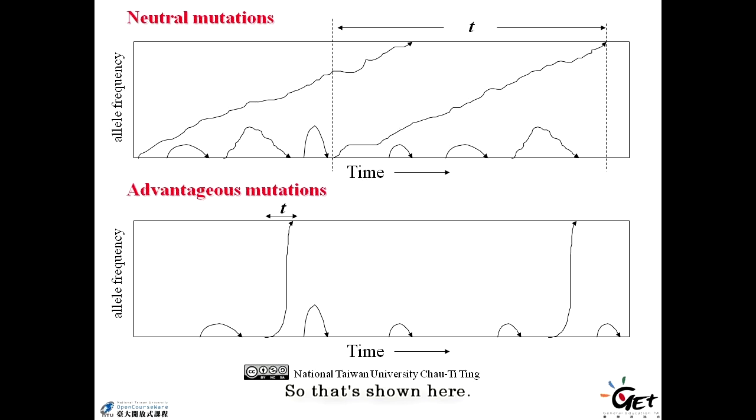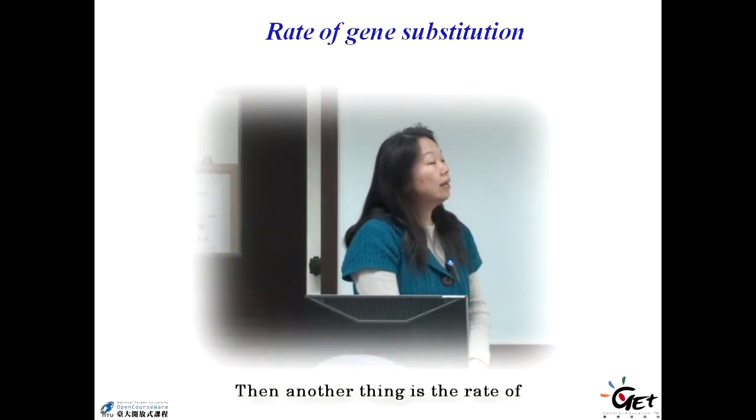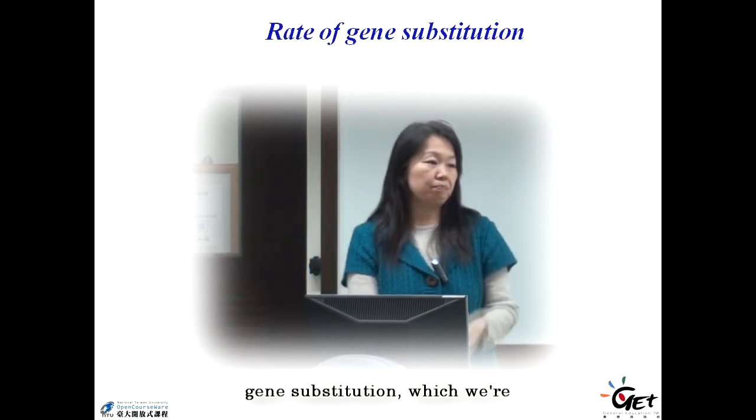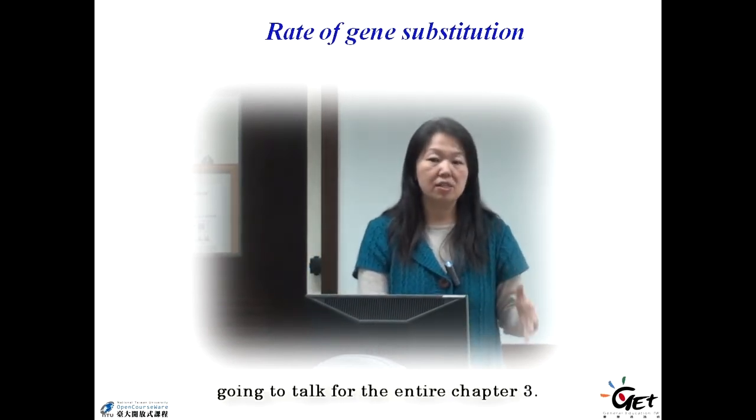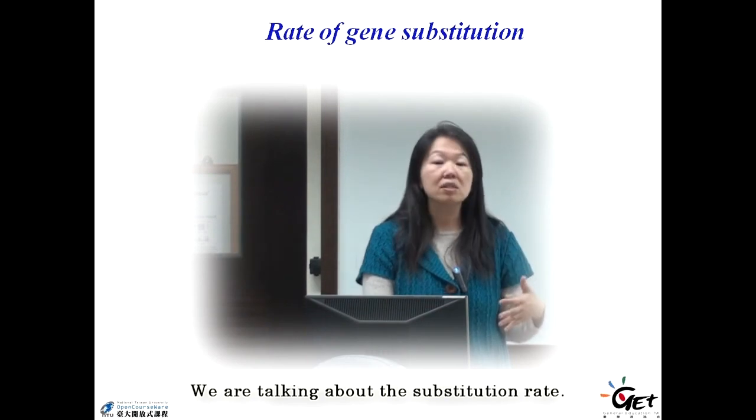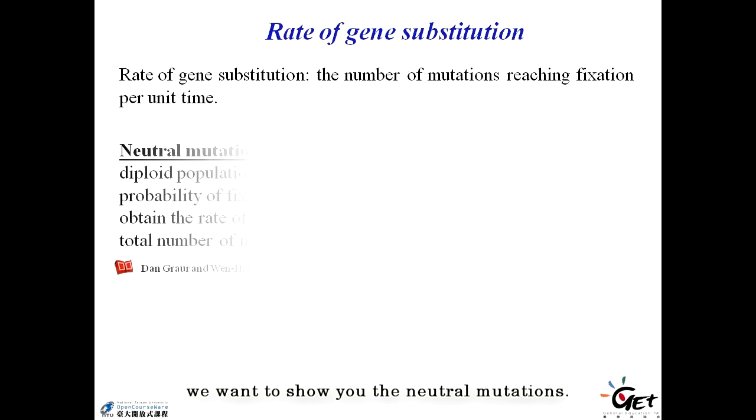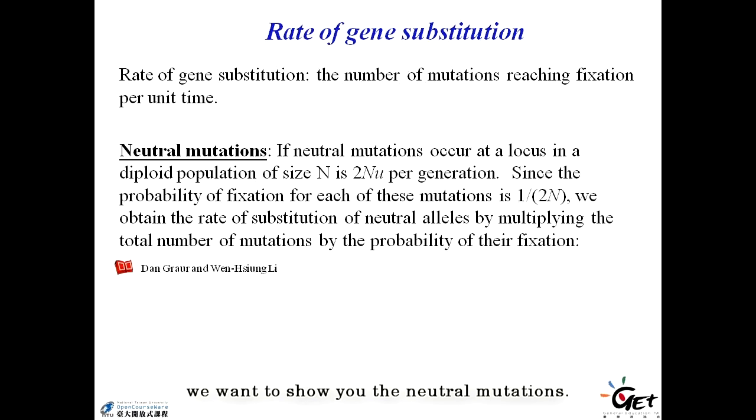Another thing is the rate of gene substitution, which we're going to talk about for the entire chapter 3. We're talking about the substitution rate. And here, the same thing: we want to show you the neutral mutations.